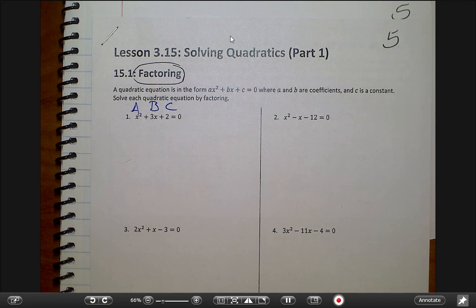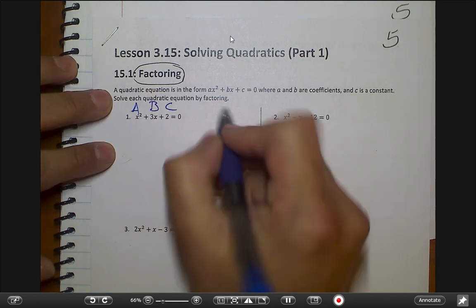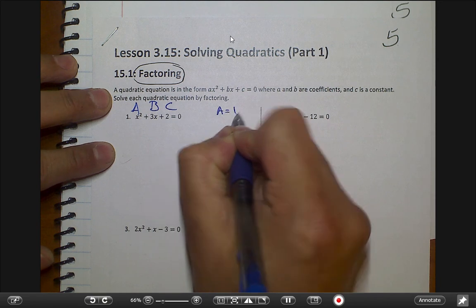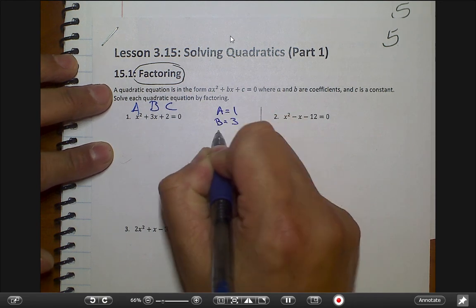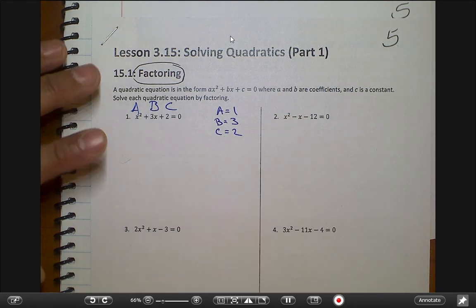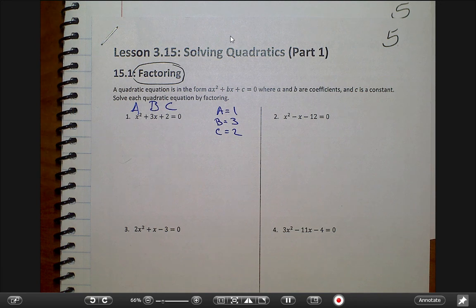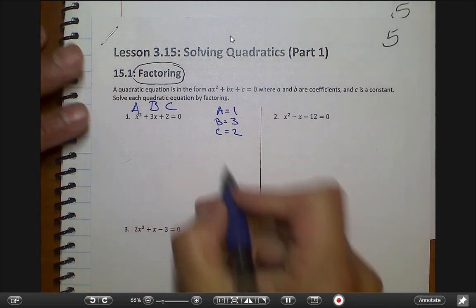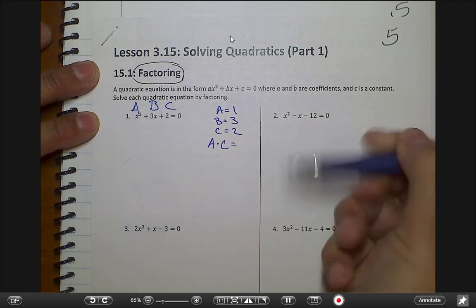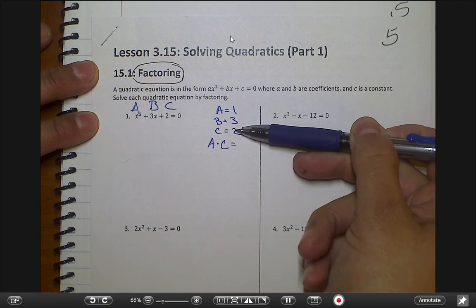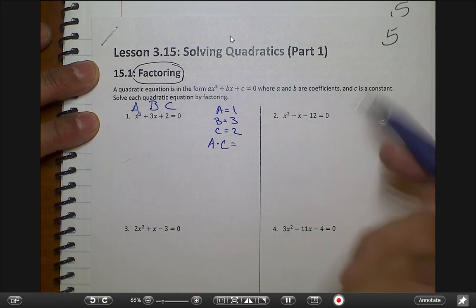So ABC are the coefficients. That's the numbers in front of the variables. So in this case, my A is 1, the B is 3, and the C is 2. Very basic to start off with. Now, the first step is A times C. So it's going to be 1 times 2, which is 2.